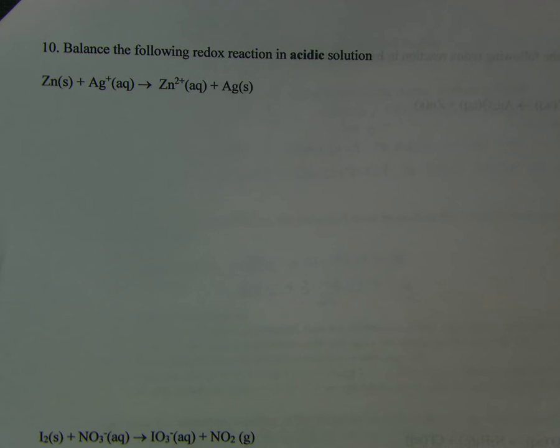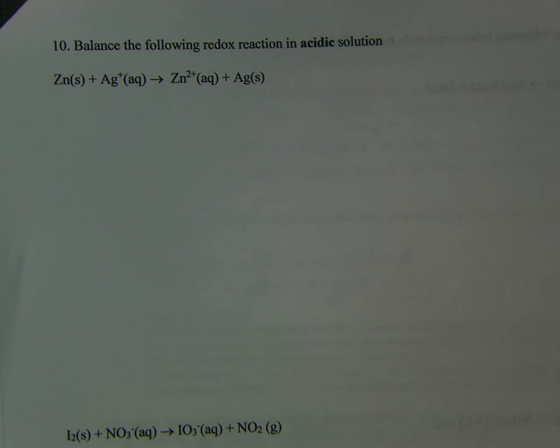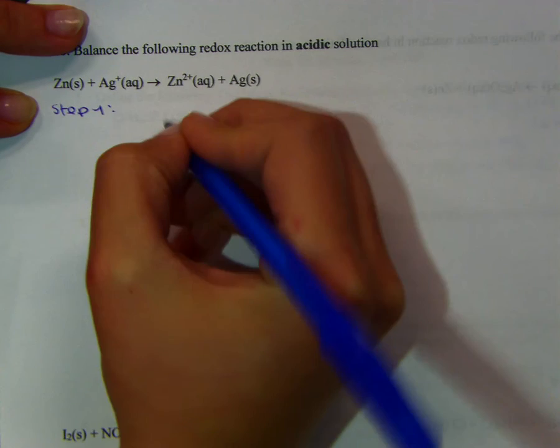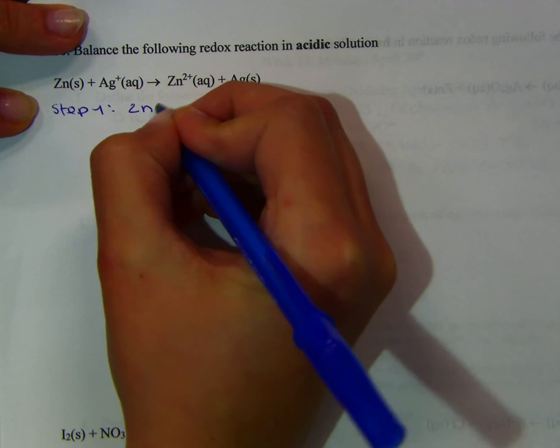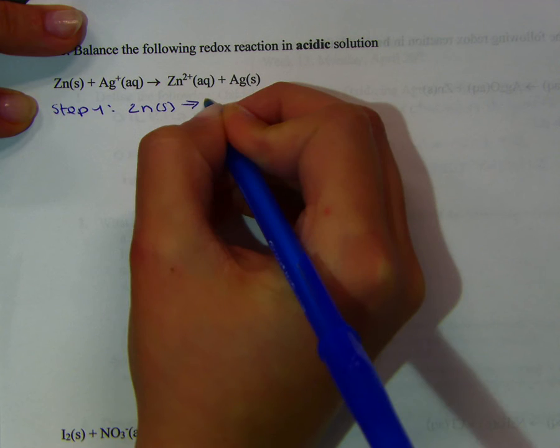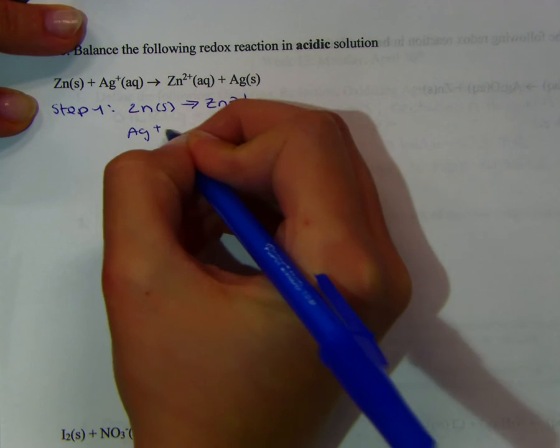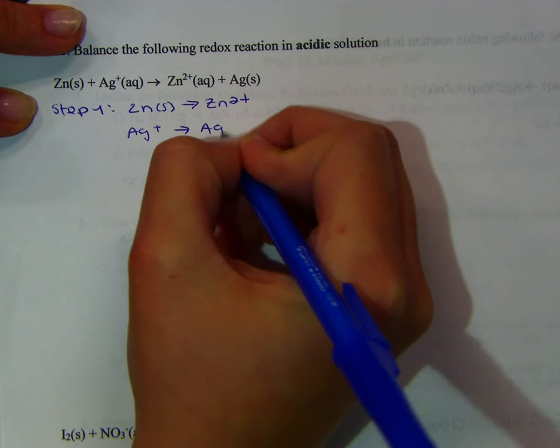Time to balance our very first redox reaction. This one, luckily, is quite easy because a few steps are not necessary. So, step 1, I write out my half reactions as they are. So I have zinc is to zinc 2 plus, and I have silver plus is to silver solid.